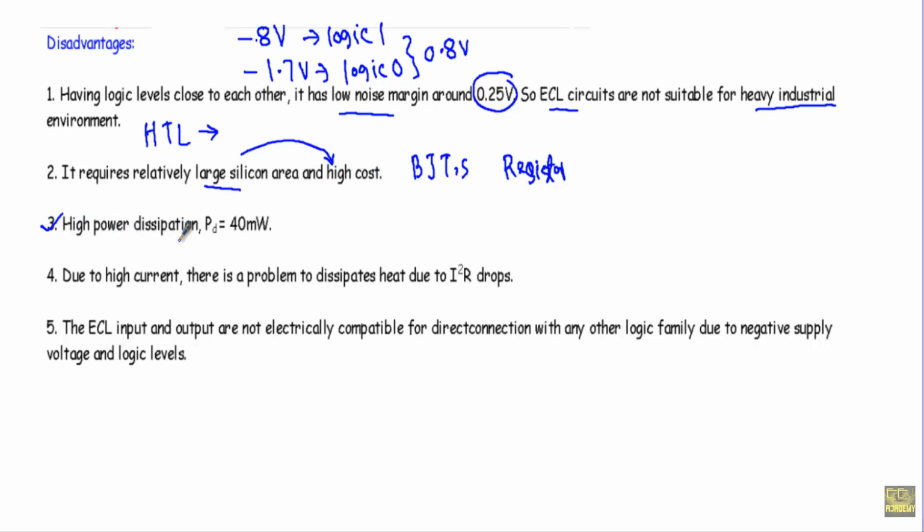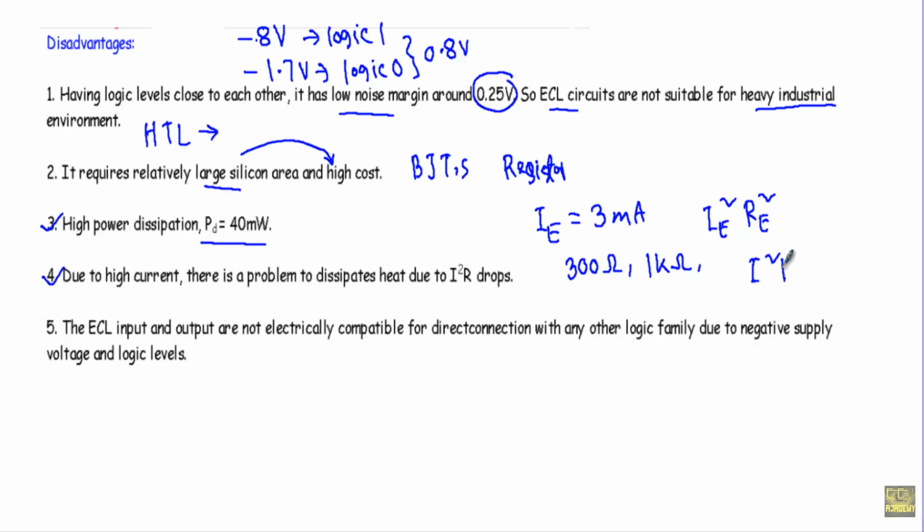Third point is high power dissipation, power drop will be around 40 milliwatt. Fourth point is due to high current there is a problem to dissipate heat due to I square R drop. See, in an ECL circuit our emitter bias current will be equal to around 3 milliampere, and we will use the resistors in the range of either 300 ohm or some kilo ohm. Therefore you will see we will get IE square RE drop, or several I square R drops in the circuit. This indicates that due to this I square R drops we will get heat, which will create a problem in the ECL circuits to dissipate those heats.